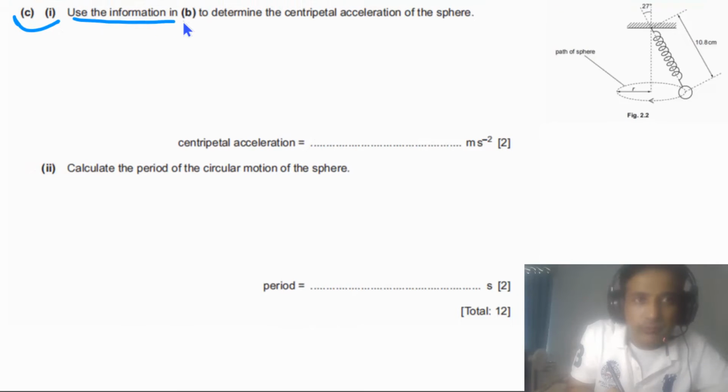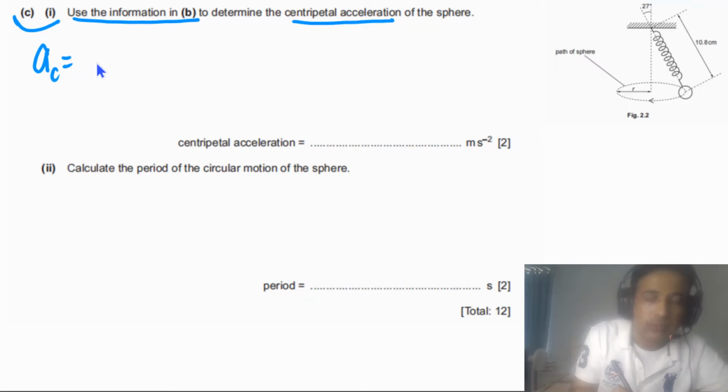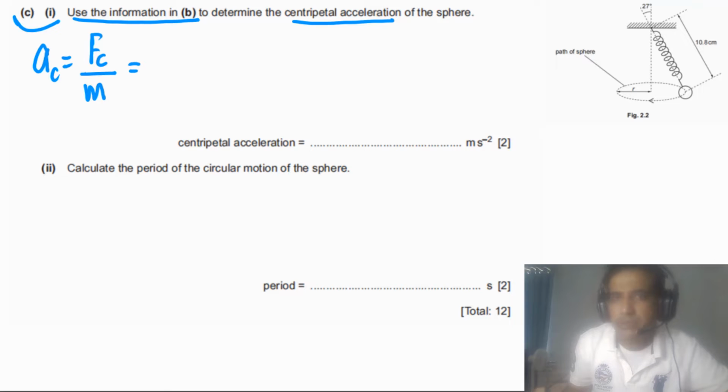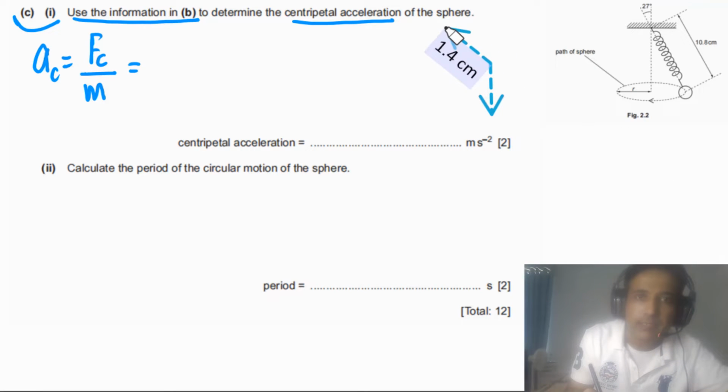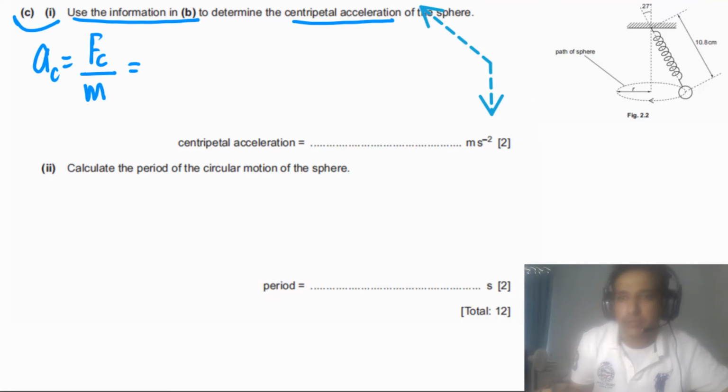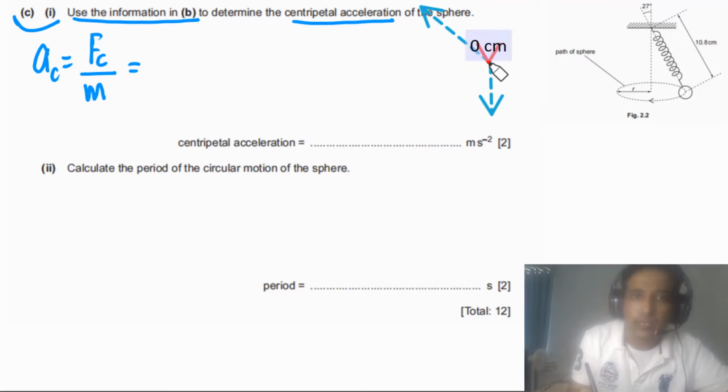Part C1 says use the information in B to determine the centripetal acceleration of the sphere. And centripetal acceleration has to be equal to the centripetal force divided by the mass of the sphere. So the centripetal force we have already discussed actually, so let me redraw. We have discussed the forces acting on the sphere, mg is acting downward, and tension is acting at a certain angle in this direction. So this one is the T, and this tension has 2 components. One is the horizontal component and one is the vertical component. So this one is the vertical component, and the value of the angle here is equal to 27 degrees. So this is the T.